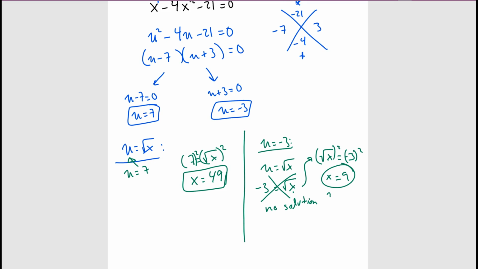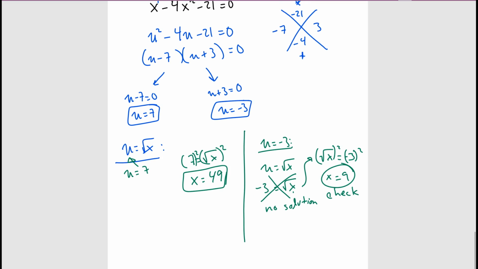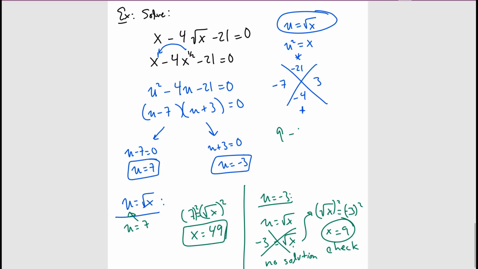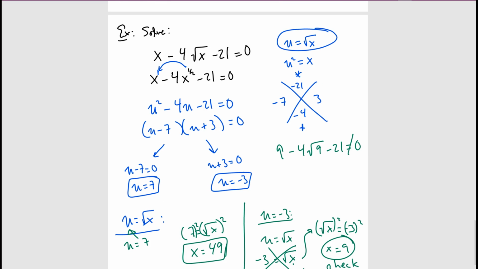Well, one of the things that you want to do is check this. If I plug in the 9 in there, let me write it right here, you're going to get 9 minus 4 square root of 9 minus 21 equals 0, and you'll see that this is not equal to 0. So always double check these, especially with square roots. Okay, in the next video, I'll do 2 more of these types of problems.